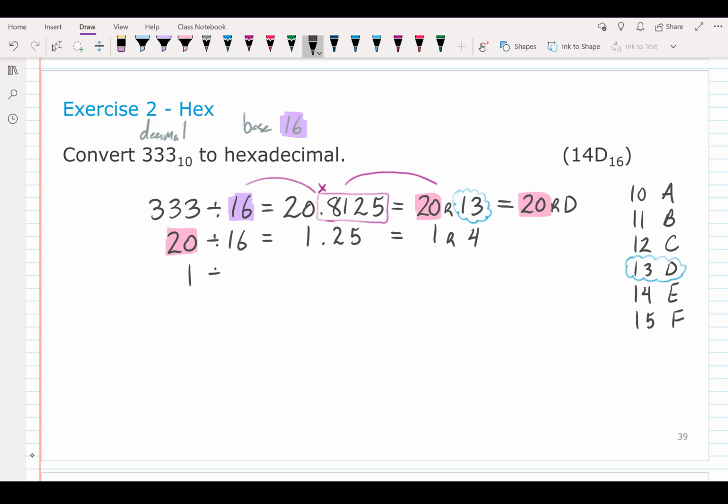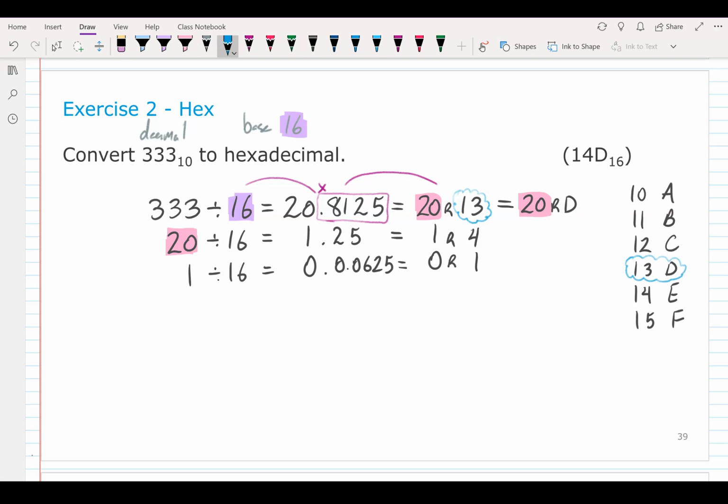Take 1, divide it by 16. It's definitely going to give us 0 because there's no groups of 16 in 1. But if you divide 1 by 16, you get 0.0625. 16 times that is, of course, 1. So 0, remainder 1. This is kind of a case that's going to come up a lot, okay?